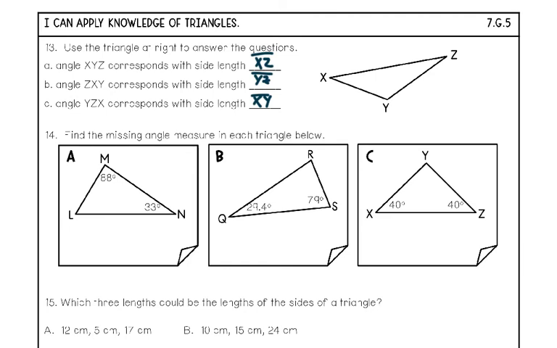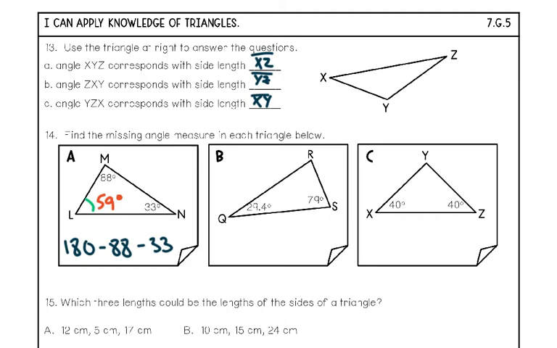I'm going to take 180 and I'm going to take off 88. And then I'm also going to take off 33 because, again, those are the two angles that I already have. What I'm left with will be that missing angle, which is 59 degrees. Again, I would always double check my work. So I would do 88 plus 33 plus 59, and that should total 180 degrees.